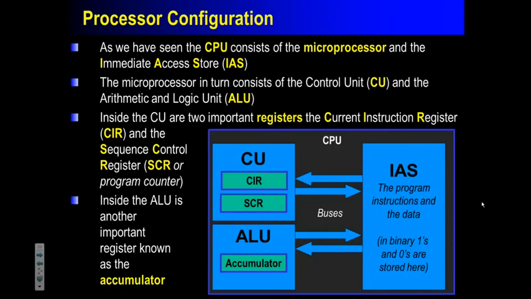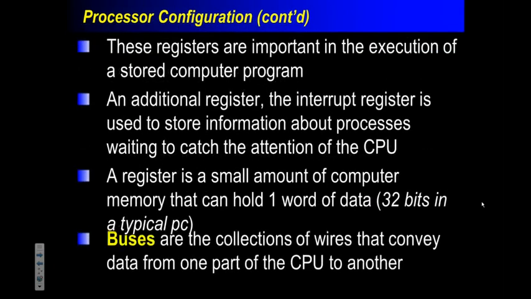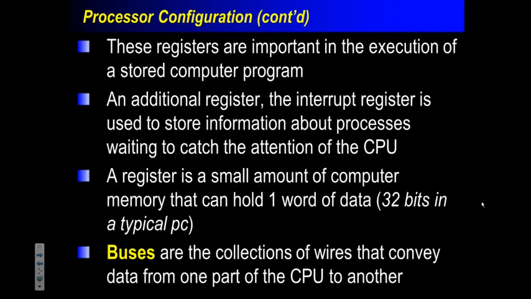Okay? Inside the ALU, there's an important piece of memory called the accumulator, which is memory that accumulates as it answers the question, like, what's 2 plus 2, okay? So these memory registers are very important because they help you to generate the memory needed to answer the questions that the CPU is constantly being asked.